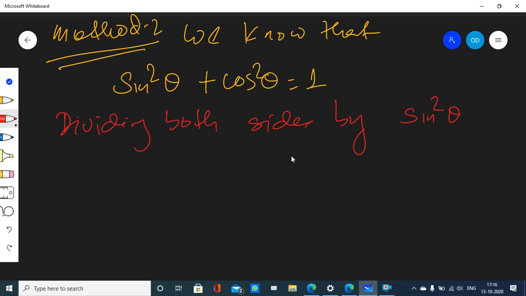Now you will ask me, sir, how do you know this? How will you know that we shall divide both sides by sin square theta, not cos square theta? In the previous case, we had to divide both sides by cos square theta, not sin square theta. How do you know this? Well, you just have to figure it out by yourself.